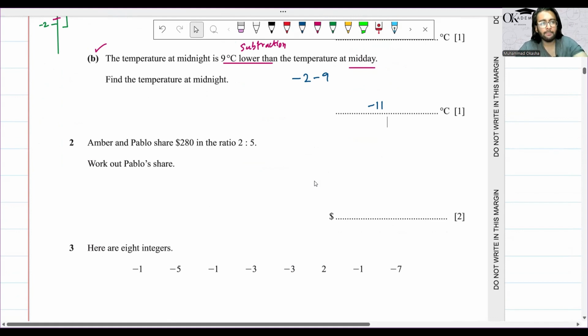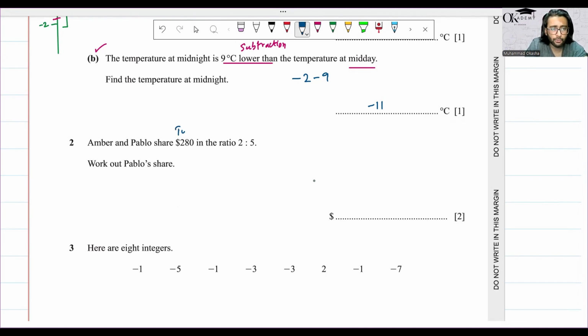Question number 2: Amber and Pablo share $280 in the ratio 2:5. So just from the looks of it, it looks like that $280 is the total amount.